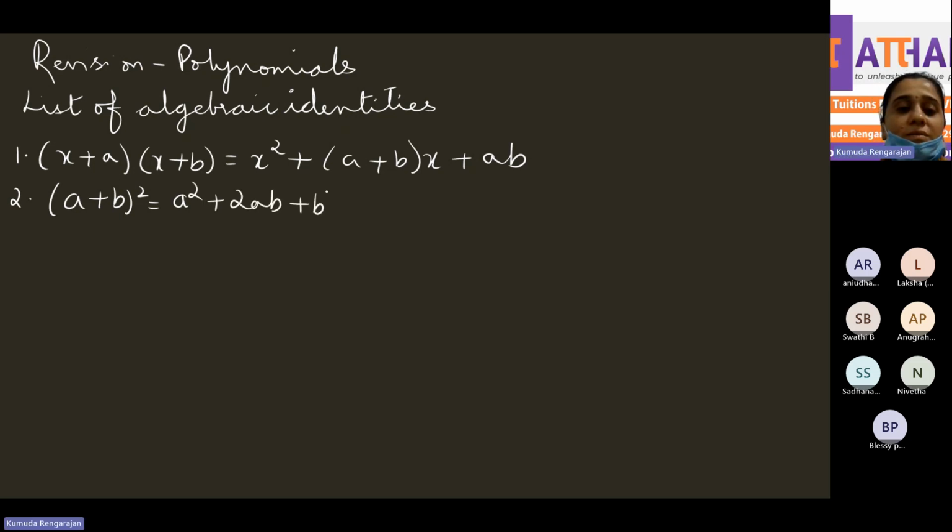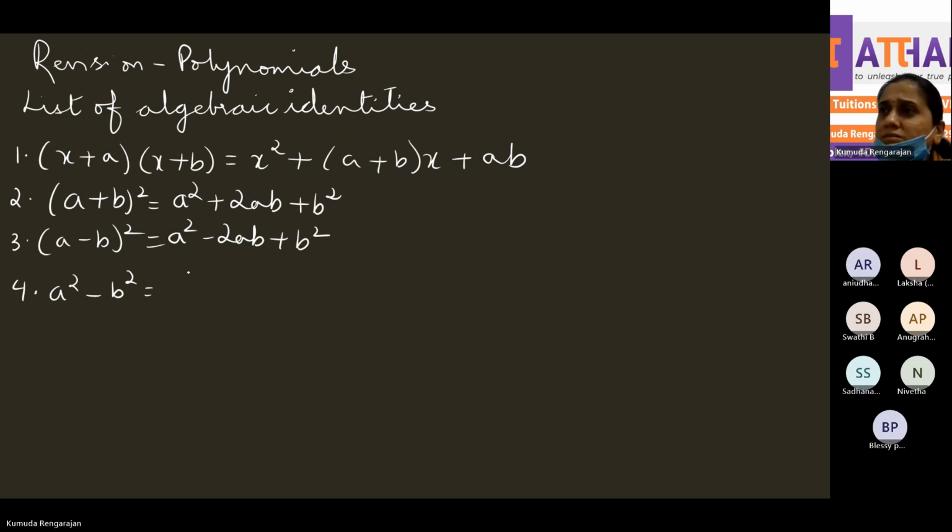Next one, Sahana, A minus B the whole square. A squared minus 2AB plus B squared. Okay, and what's A squared minus B squared, Bhavishya? A plus B into A minus B.